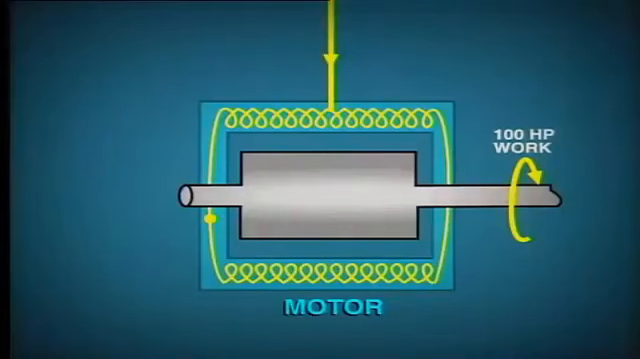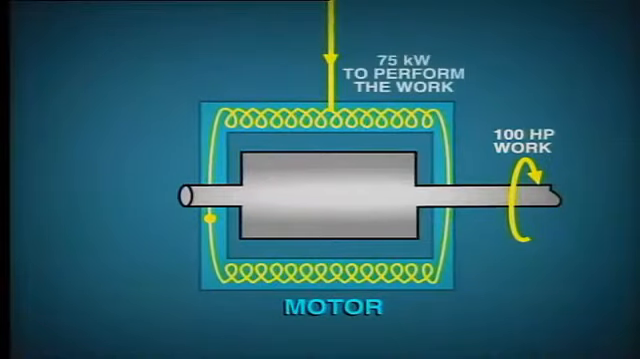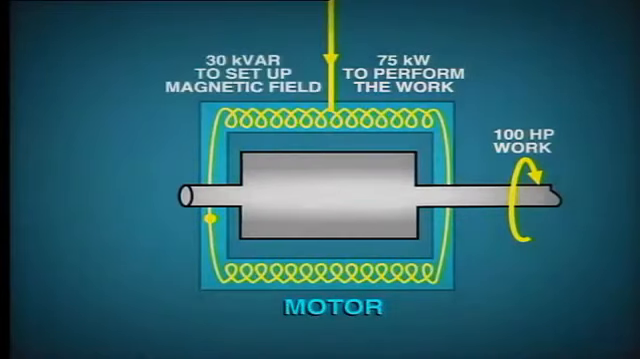The shaft on the motor rotates to drive a machine and produce useful work, let's say 100 horsepower. The motor will need to draw about 75 kilowatts in order to produce this power output. But in addition to this, the motor will need to draw about 30 kilovars in order to set up the magnetic field which is needed for the motor to function.